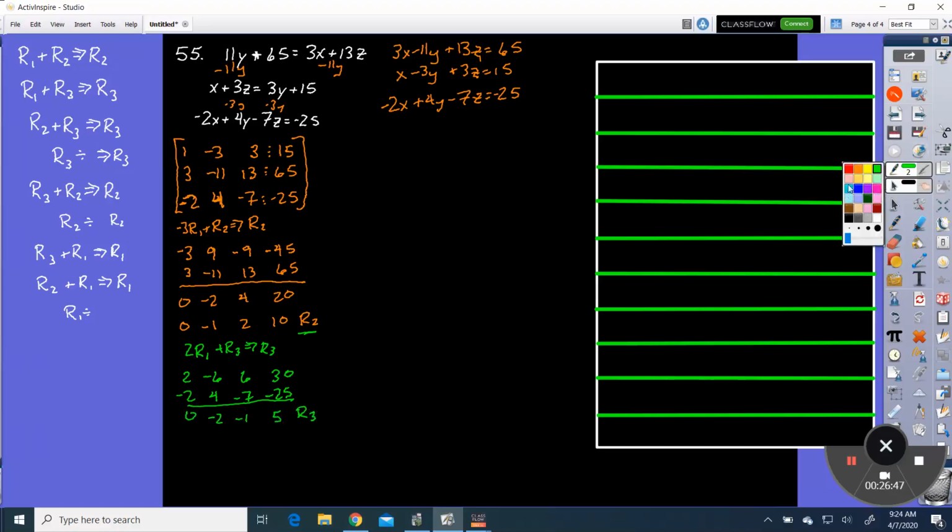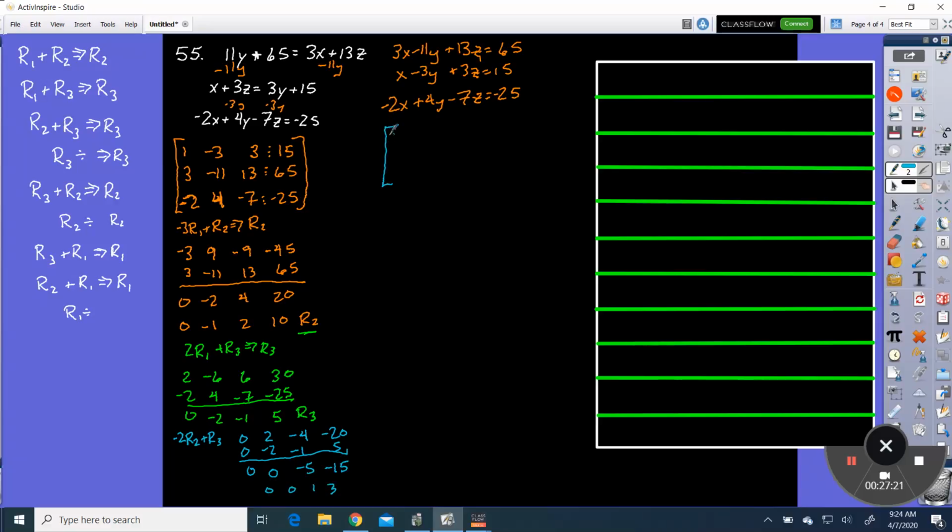So now I want this negative 2 to disappear. So I am going to go negative 2 times row 2 and add it to my row 3. So negative 2 times this orange row is going to be 0, 2, negative 4, negative 20. Add it to row 3, which is 0, negative 2, negative 1, 5. So I get 0, 0, negative 5, negative 15. Divide these all by negative 5, I get 0, 0, 1, 3.